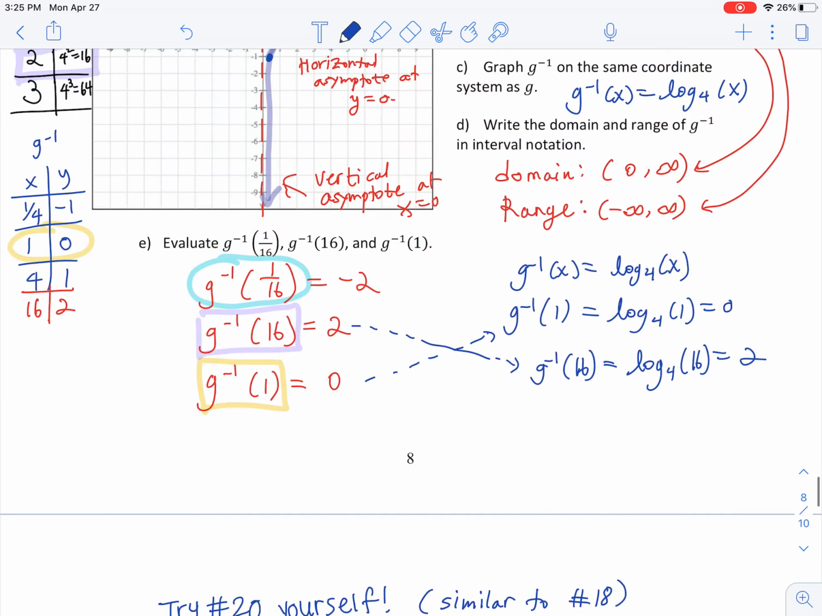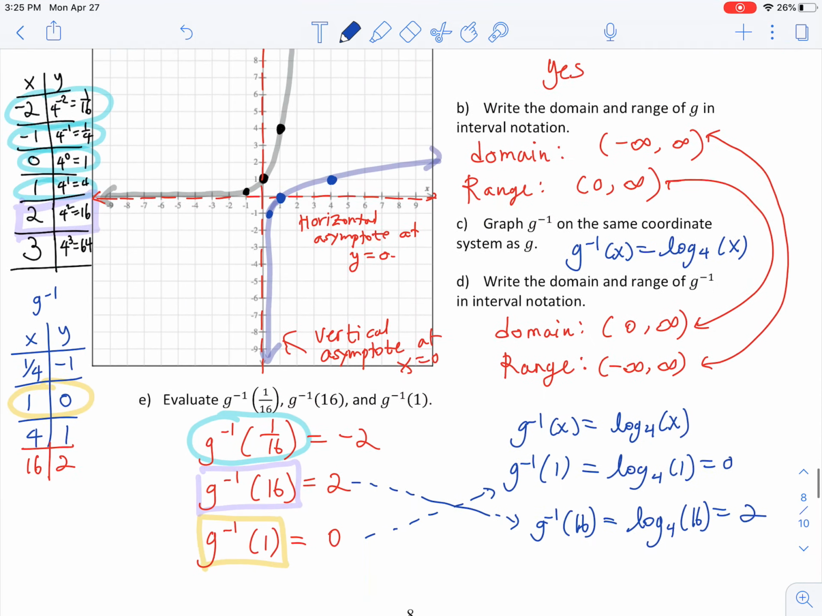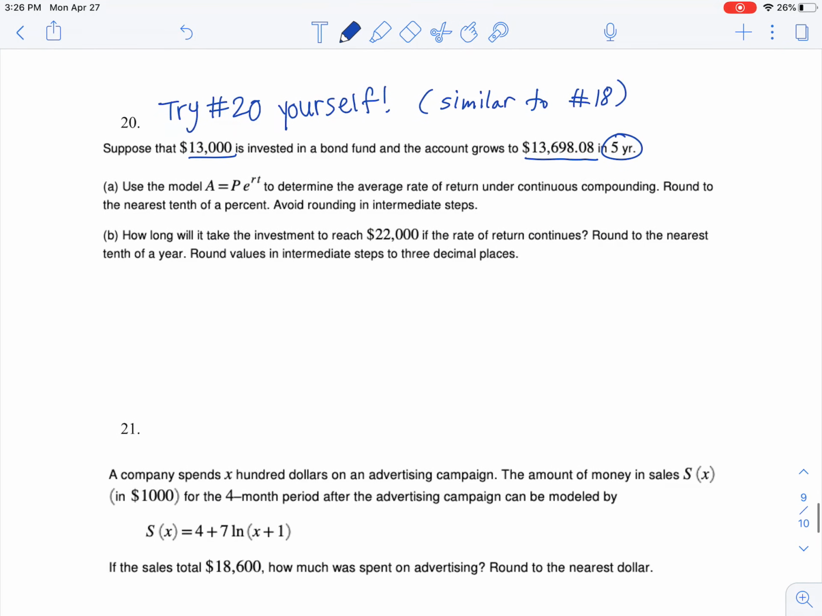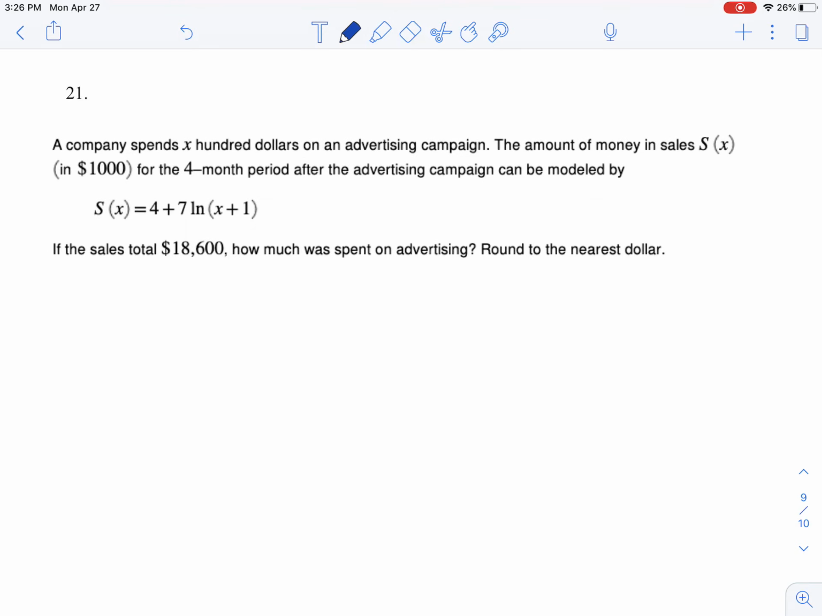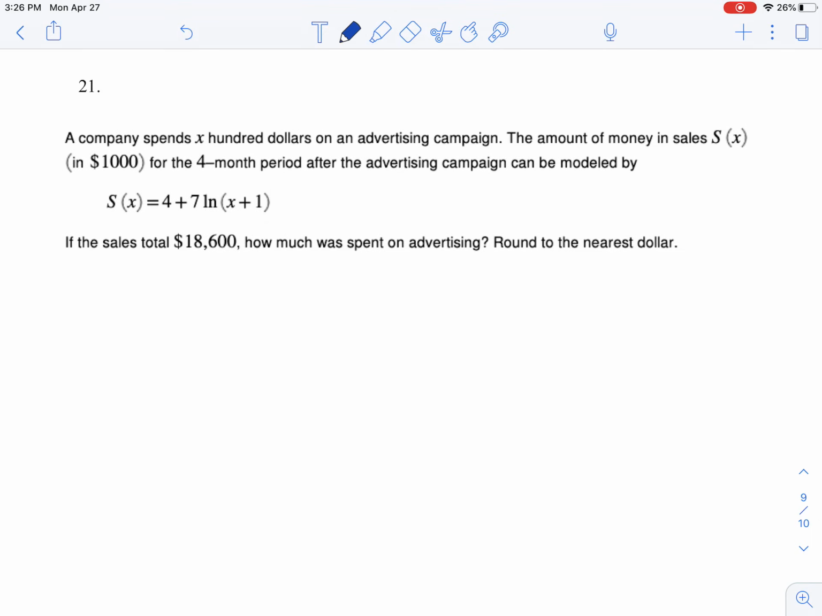Yeah, I may take one of them out. I'm going to keep that large caps, then. But this is going to be a very good practice problem, number 20, similar to number 18. But let's do the last one, number 21. I haven't done any logarithmic application problems, so here we go.